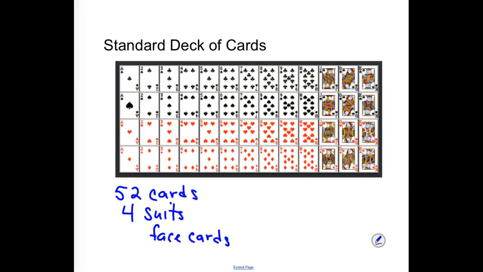What do we mean by a face card? Jack, Queen, and Kings. Yep. So how many face cards are there? 12 face cards. Okay. Does that make sense? 3 types, Jacks, Queens, Kings, but total of 12 in the deck? Okay.